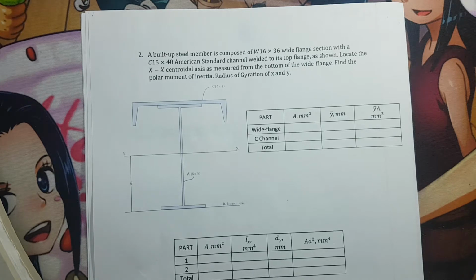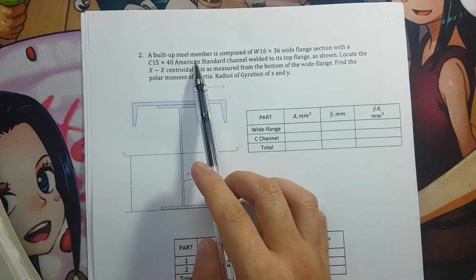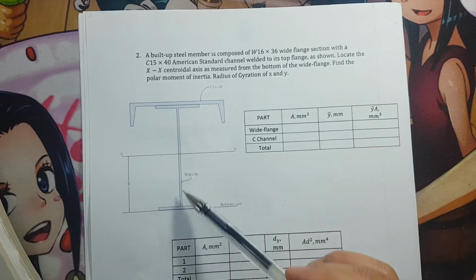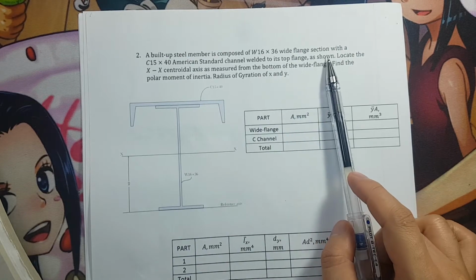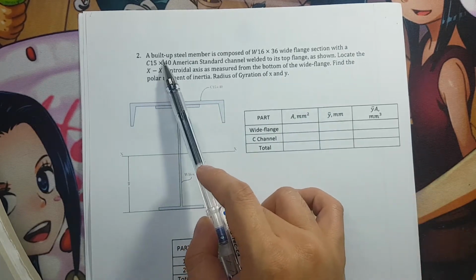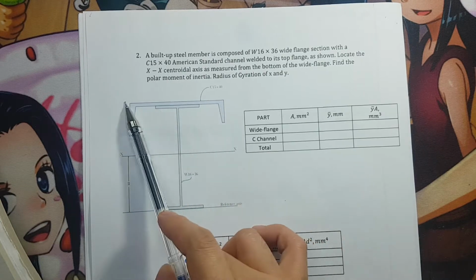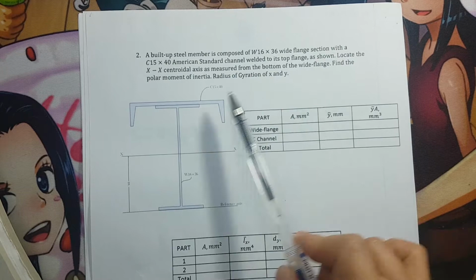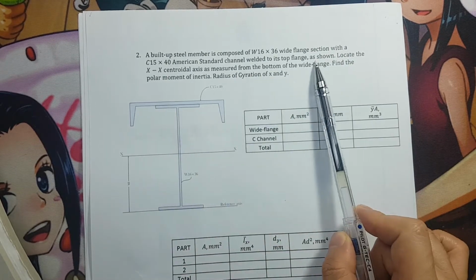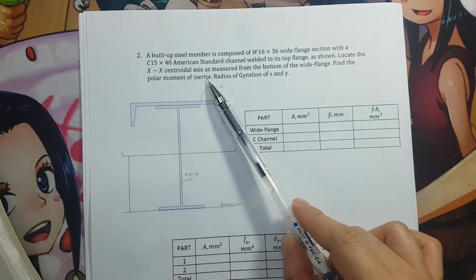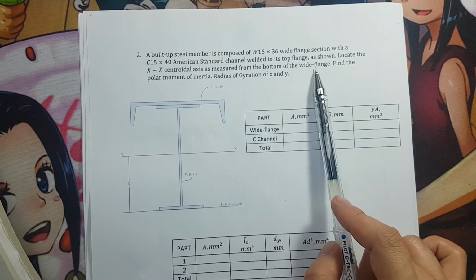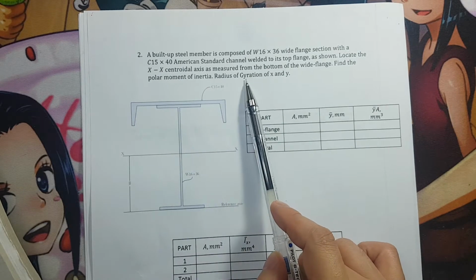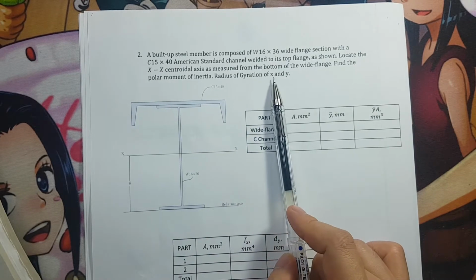Okay, so we have here problem number 2. A built-up steel member is composed of W16 by 36. So this is the W16 by 36 wide flange with a C15 by 40. So this is the C15 by 40 American standard channel welded to its top flange. So it is welded here. Locate the centroidal x-axis as measured from the bottom of the wide flange, and find the polar moment of inertia, radius of gyration of x and y.